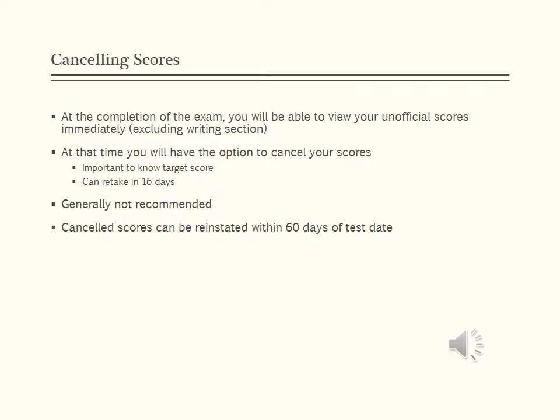As mentioned on the previous slide, at the completion of the exam, you will be able to view your unofficial scores immediately. At that time, you will have the option to cancel your scores. It is important to know your target score that you're aiming for and that you can retake the test in 16 days. Though it is not generally recommended to retake the test, that option is available for you. Canceled scores can also be reinstated within 60 days of the test date.